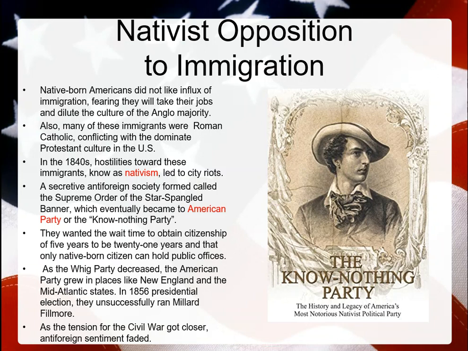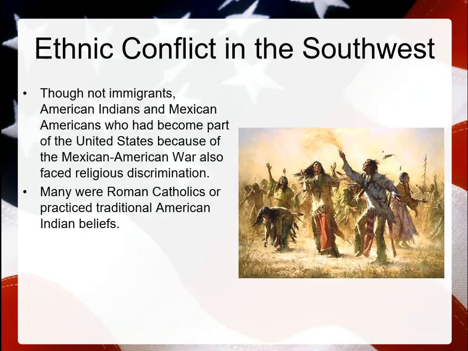But anyway, the Whig Party is going to decrease. The American Party will start taking its place in some areas like New England, Mid Atlantic states. They'll even run their own president, although unsuccessful, Millard Fillmore. And then as we get closer to Civil War, the idea of immigrants coming over and the perceived problems that were happening with them coming over is not gonna matter so much. They're not gonna care as much because they got war coming on the horizon, and so more people are gonna be preoccupied with that.